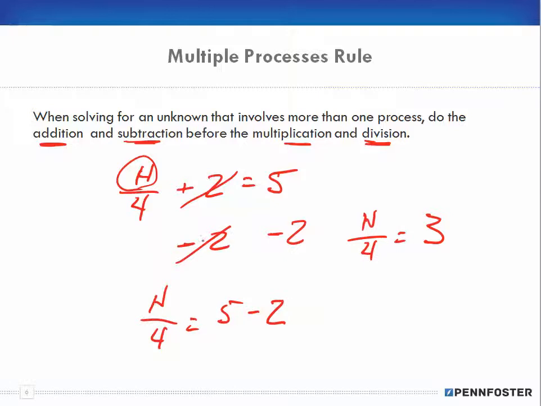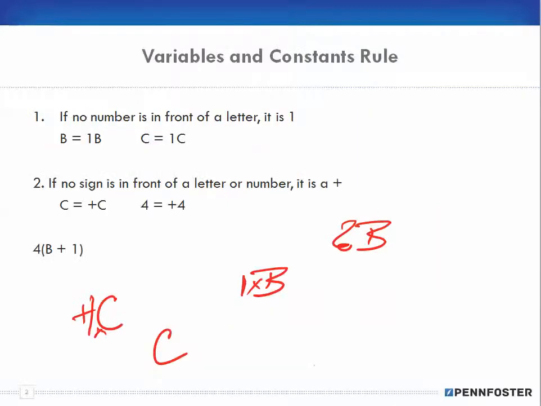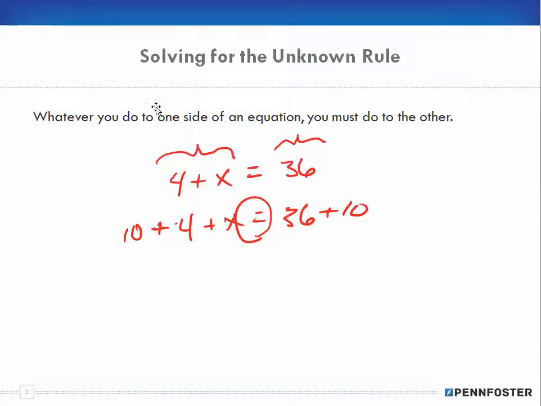Now that we've done the addition and subtraction, we can do the multiplication and division. Since I have 4 in the denominator, in order to get rid of the 4 so that I only have the letter h left, I multiply both sides by 4. What you do on one side, you have to do on the other. That's one of our previous rules: whatever you do on one side of the equation, you must do on the other.